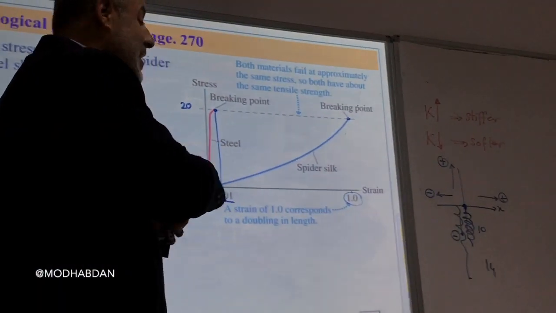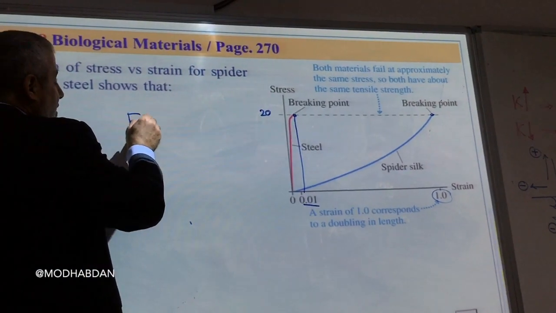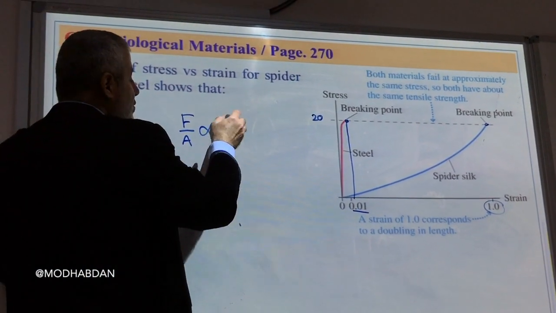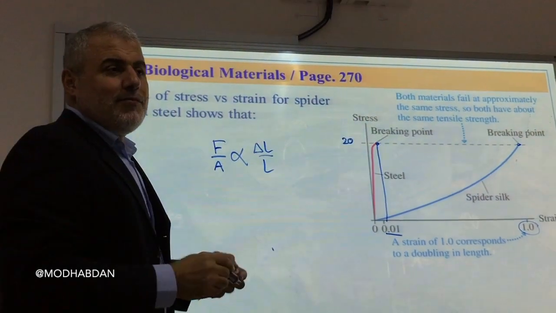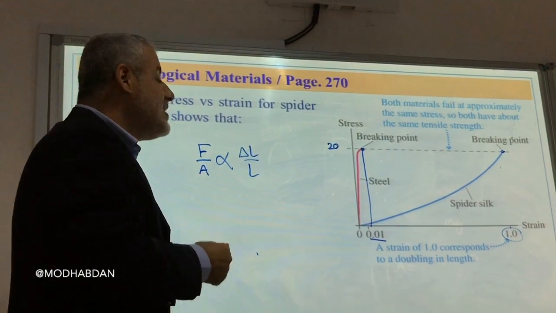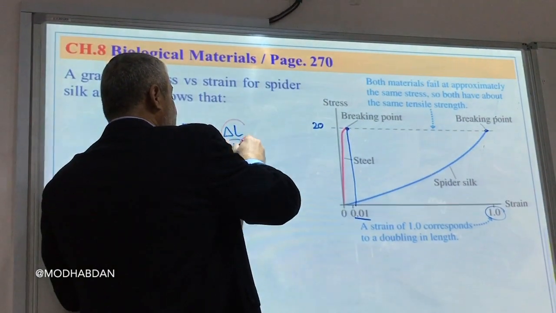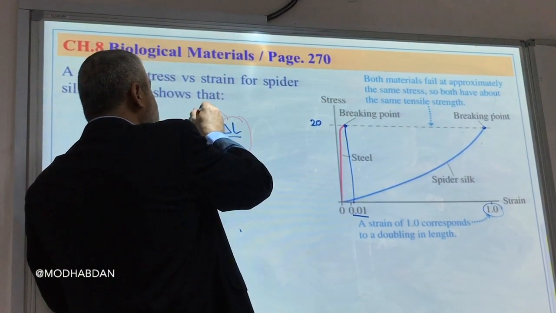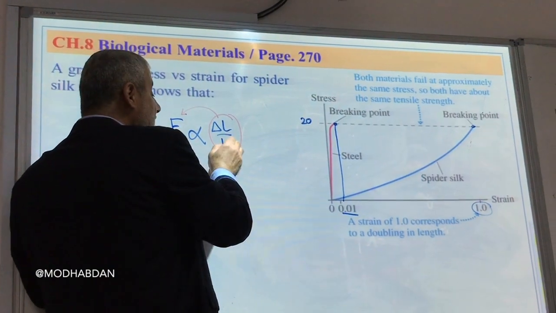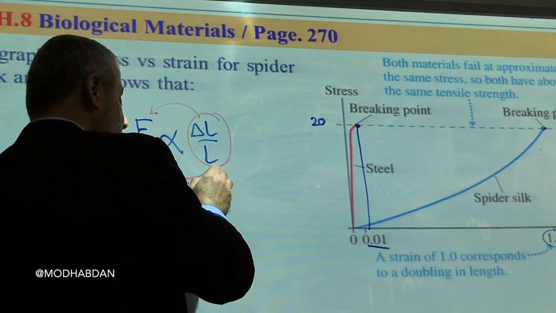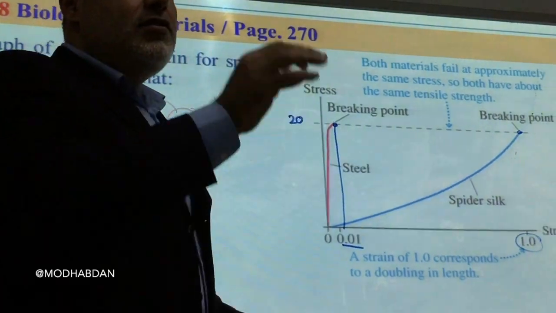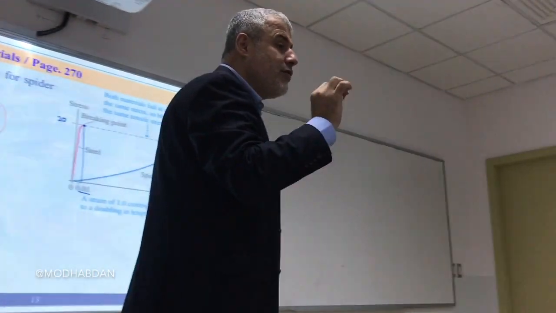See, can I say F over A is directly proportional to delta L over L? Without Young's modulus, I need it. This is the strain. Can I say the strain is directly proportional to the force? And this is what is important: inversely proportional to what? Did you know that, guys? Here, inverse.